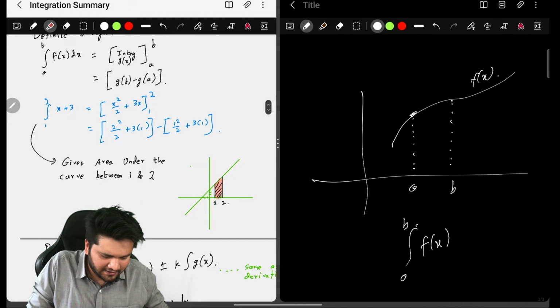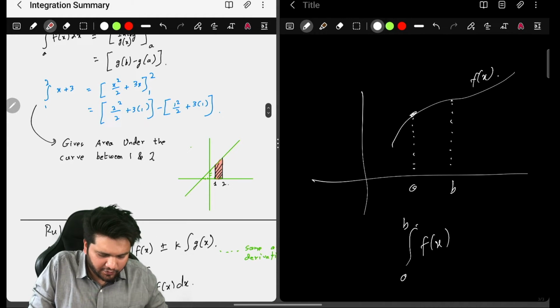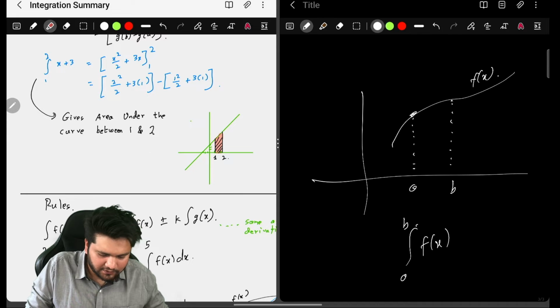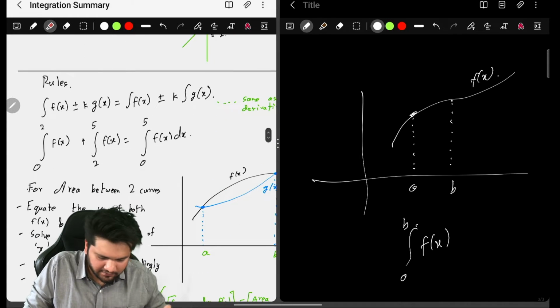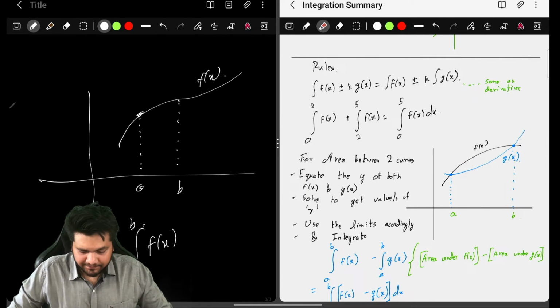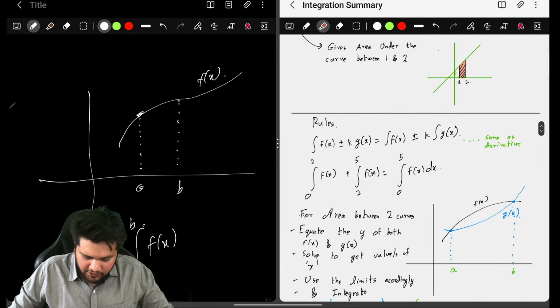I have taken a very basic example. You can just check it out. You just put 2 and then you put 1, you subtract, you'll get the value. So this is just giving me the area under the curve between 1 and 2. Obviously, you might get some different curves as well. But when it comes to something like this, the rule I have already mentioned.